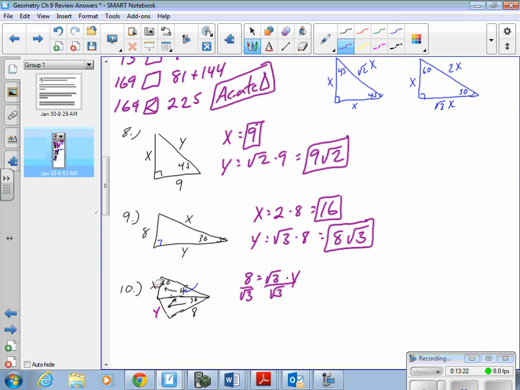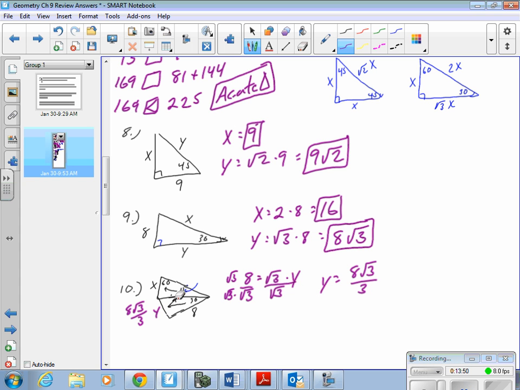And so that'll give us a fraction of 8 over the square root of 3, which we can't have a radical in the denominator, so we have to rationalize it by multiplying the top and bottom by the square root of 3. So ultimately we end up with y is equal to 8 square roots of 3 over 3. So that's the short leg over here on the bottom triangle.